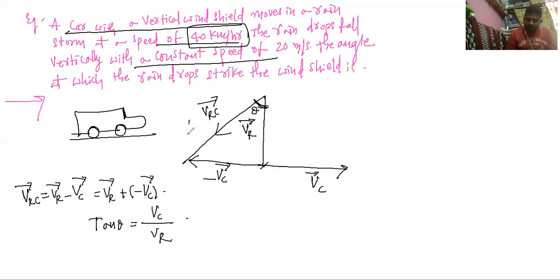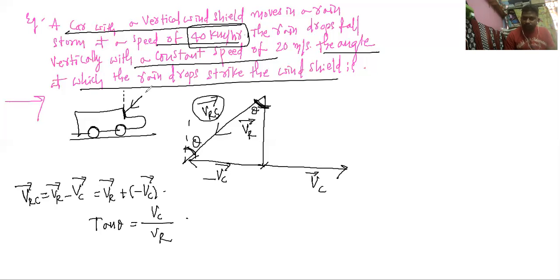If it is theta, this is also a theta. These are theta. This is theta and this is theta. Now, with the vertical, the angle at which the raindrops strike. So this is the raindrop striking. This is the velocity of the rain with respect to the car, Vrc. So this is the theta they are asking.